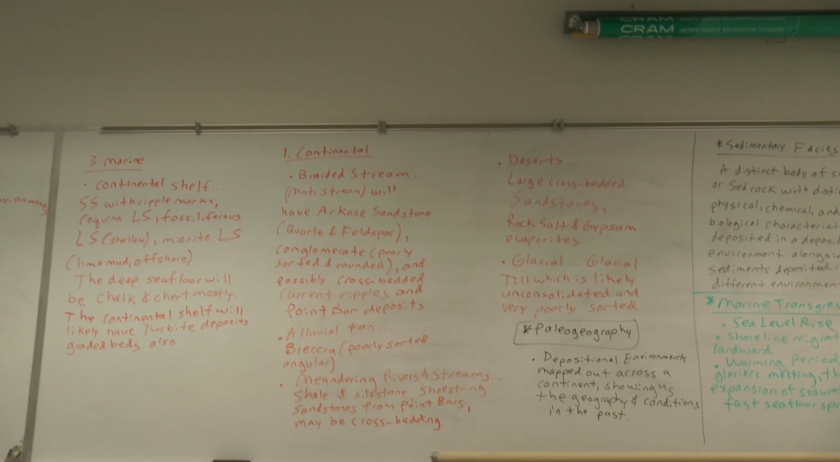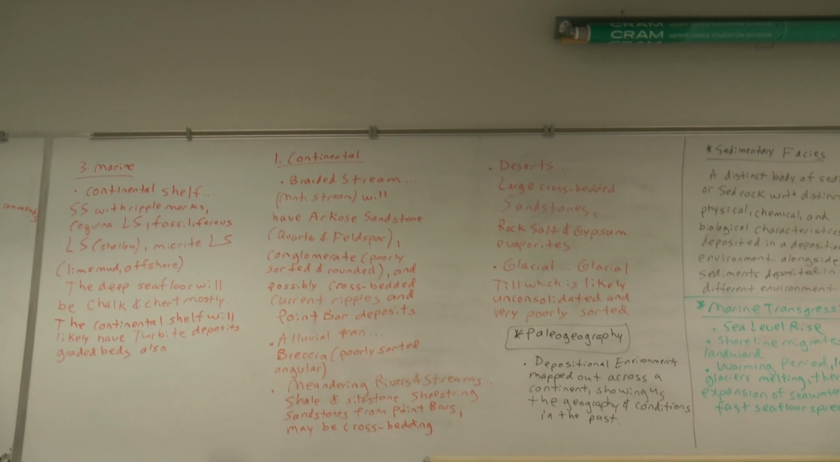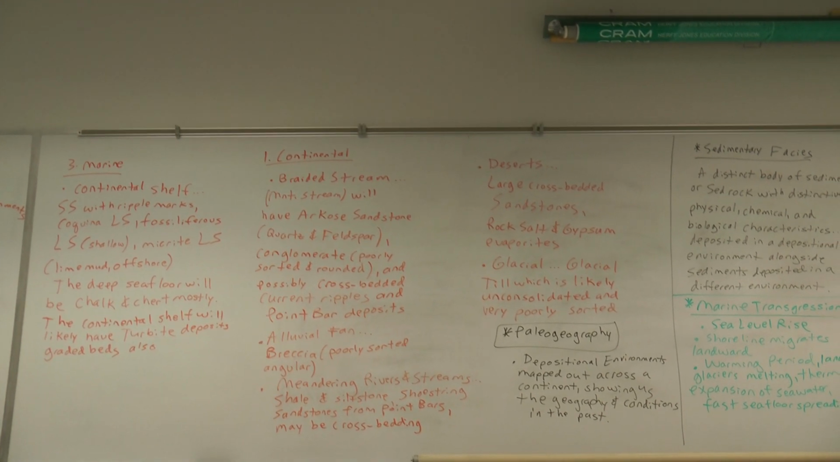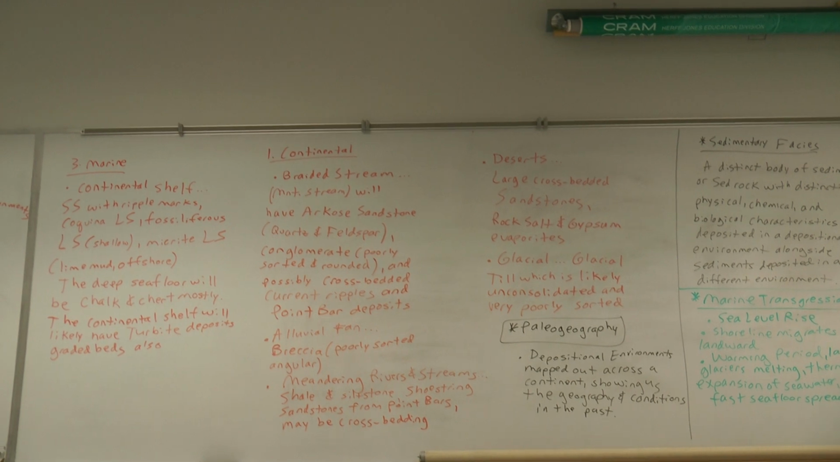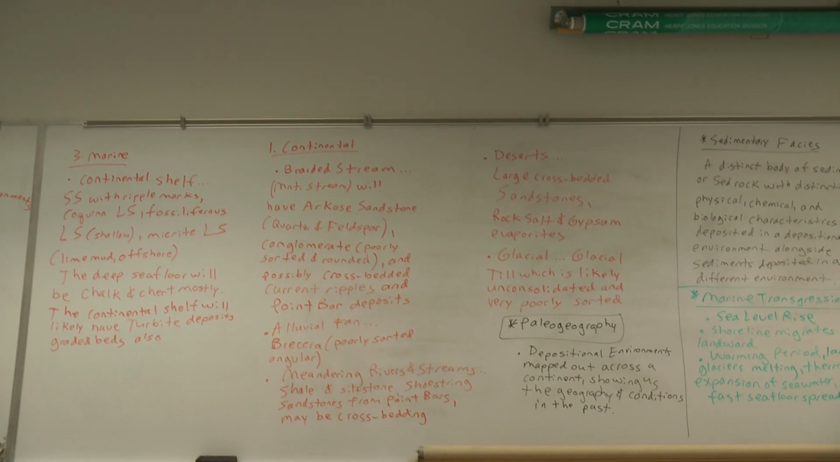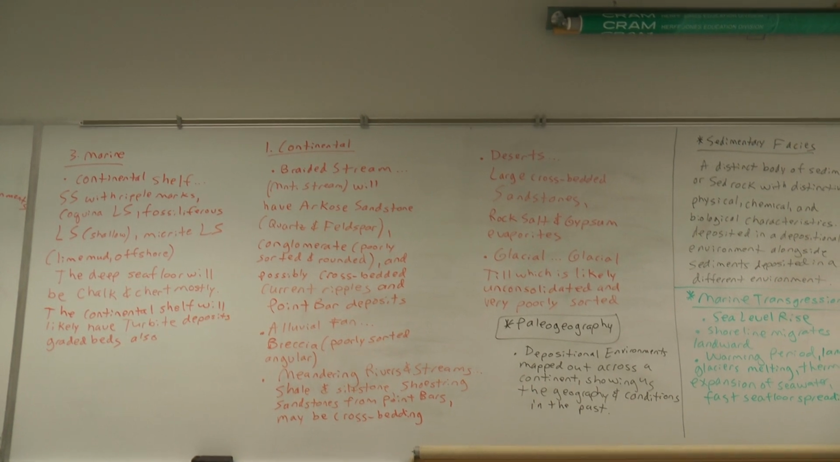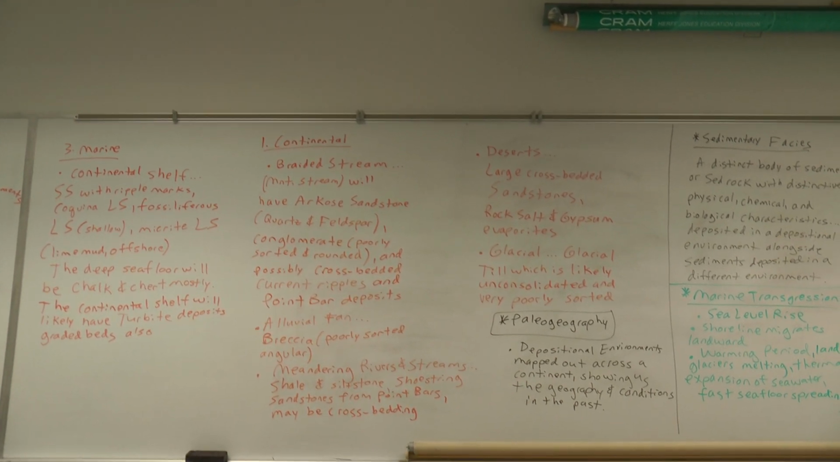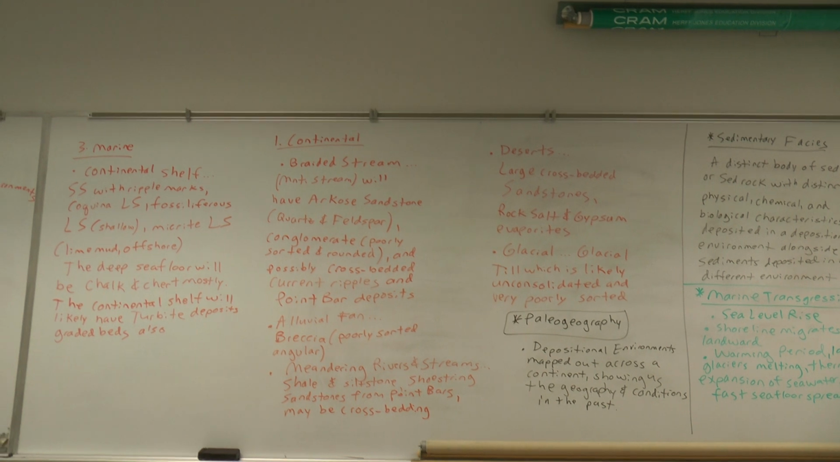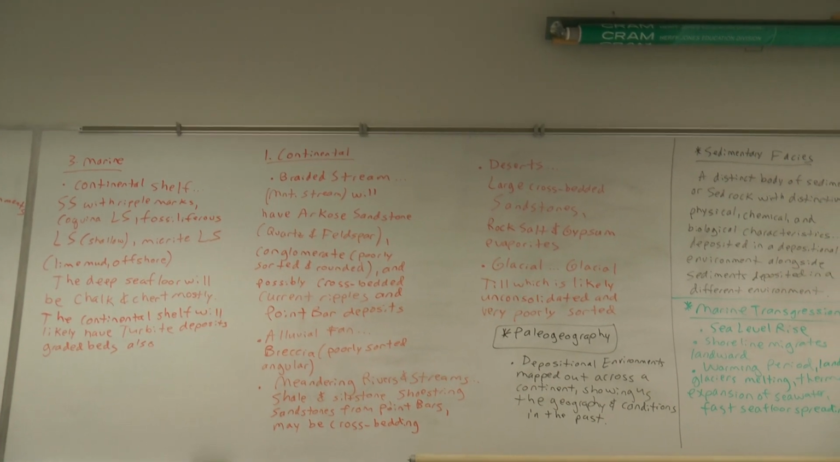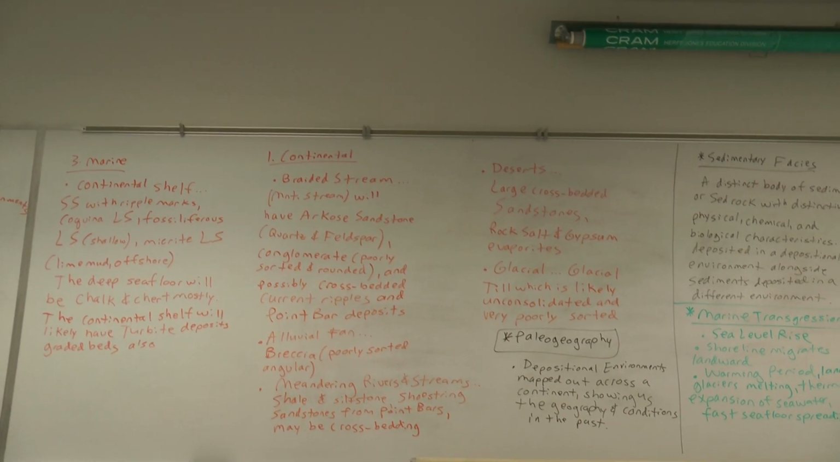What else might you find? Conglomerate, which is a poorly sorted sedimentary rock with rounded pebbles. You might also find possibly some cross-bedded current ripple marks. Remember, your current ripple marks are asymmetrical, water going one direction. And you might find some point bar deposits as you're coming down off the mountains.